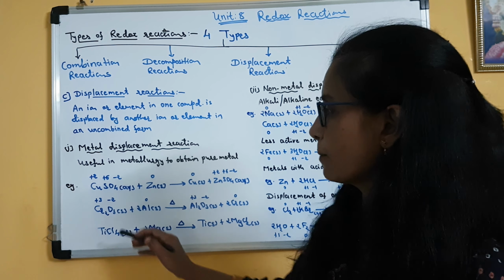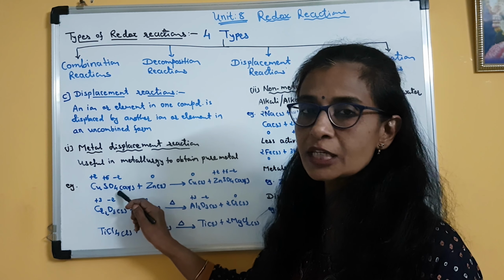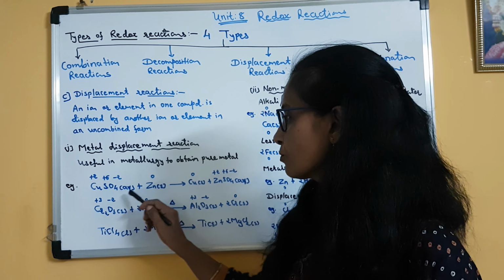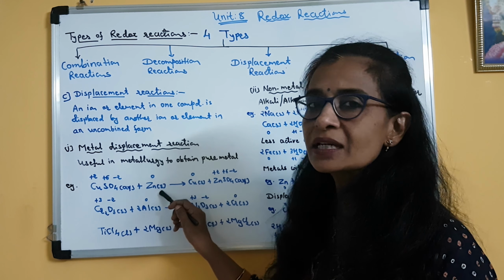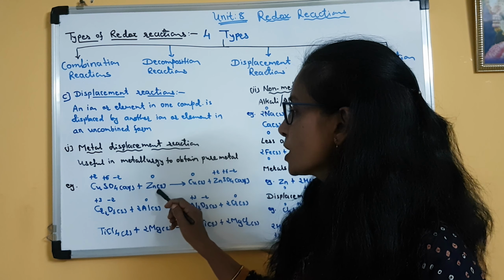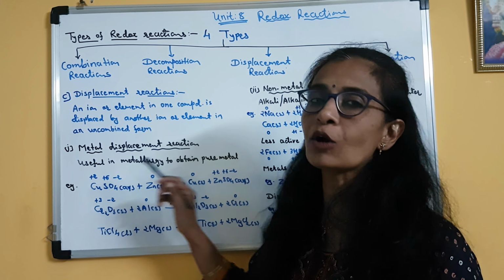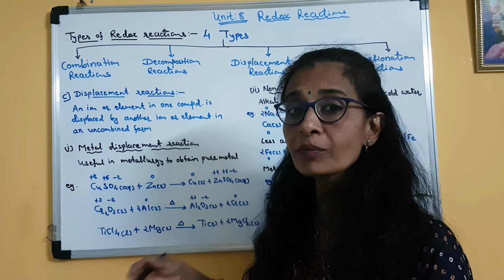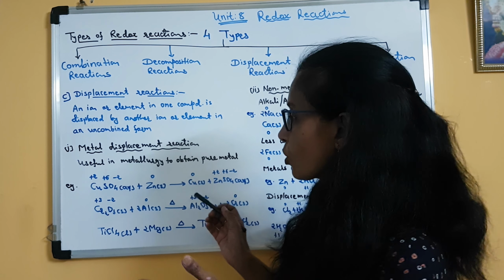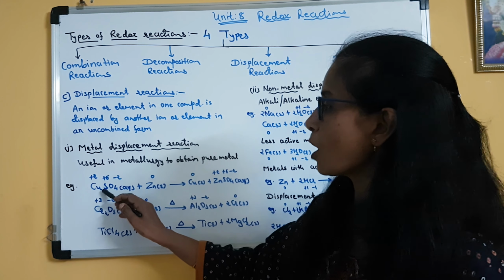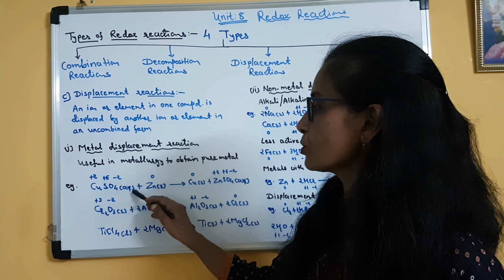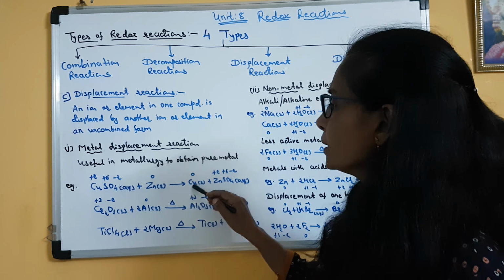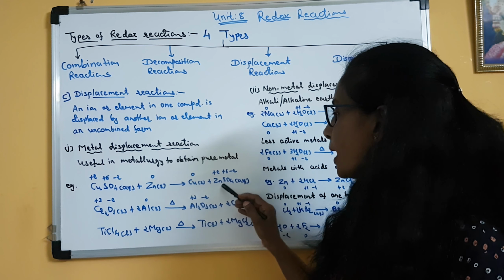Now we'll take an example. Copper sulfate, CuSO4 aqueous, means we have taken a solution of copper sulfate and into that zinc is added. Clear? Zinc here is more reactive than copper, so it will displace copper from its compound and form its own sulfate. So it is called displacement. Clear? In copper sulfate solution, if we keep a zinc rod, then copper will be set free and zinc sulfate will be obtained.